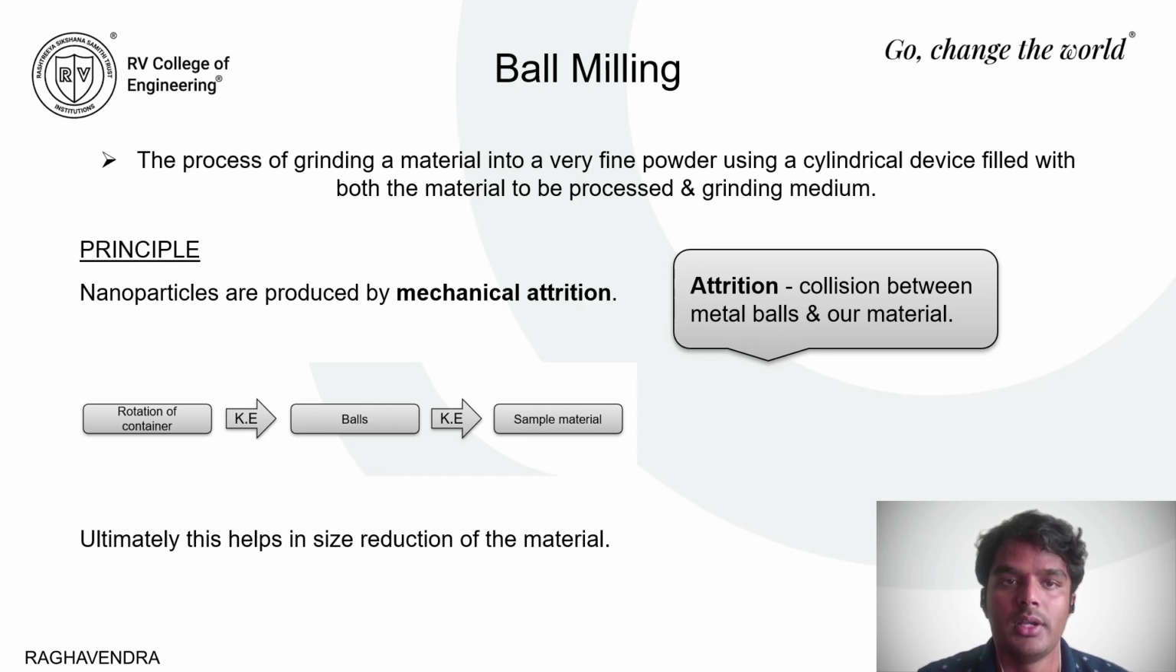Moving on to ball milling method. It is a process of grinding material into a very fine powder using a cylindrical device filled with both the material to be processed and grinding medium. The principle is mechanical attrition. The rotation of the container gives kinetic energy to the balls, which in turn provide it to the sample material, which helps in size reduction of the material.